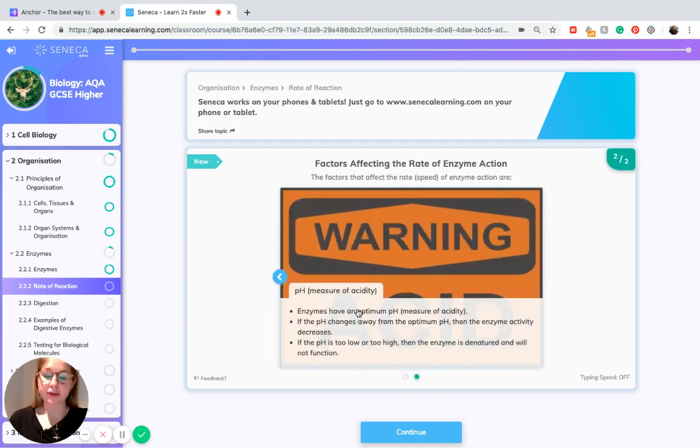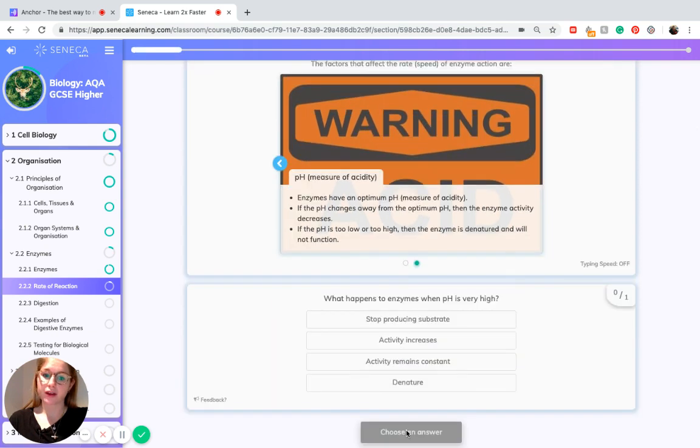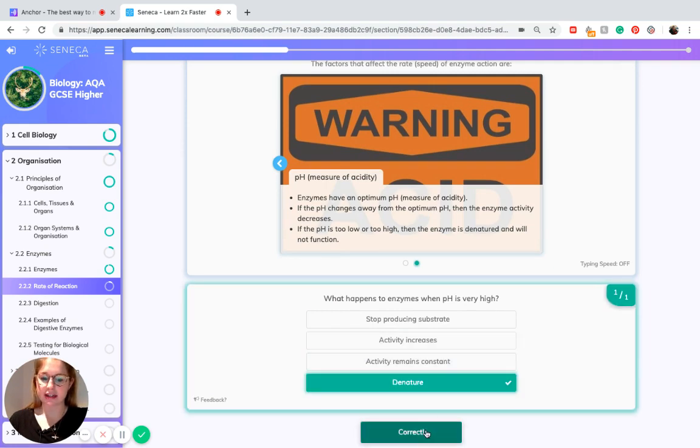The second factor which affects the rate of enzyme action is pH, or a measure of acidity. Enzymes also have an optimum pH, which is where they work at their best. If the pH changes away from this optimum, either by increasing or decreasing, then the enzyme activity decreases. If the pH is too low or too high, then the enzyme is denatured and will not function. So as we just mentioned, when the pH is very high, enzymes denature and their activity decreases.